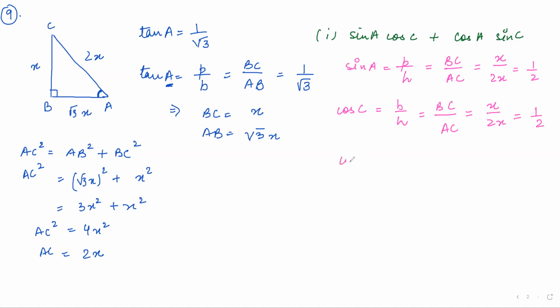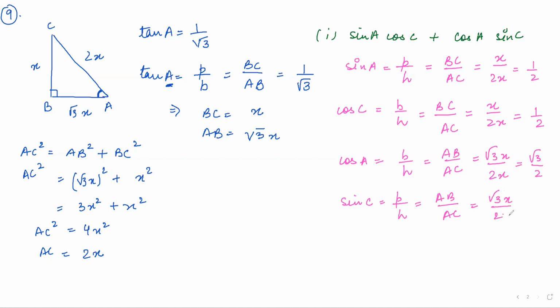Now find cos of A. Cos is again base by hypotenuse. What is the base this time? It's AB, good, and hypotenuse is AC. So this time you have root 3x divided by 2x, that is under root 3 by 2. Now you find sine of C. Sine is perpendicular by hypotenuse. What is perpendicular now? AB or BA, good, divided by AC. So under root 3x divided by 2x, that is again under root 3 by 2.